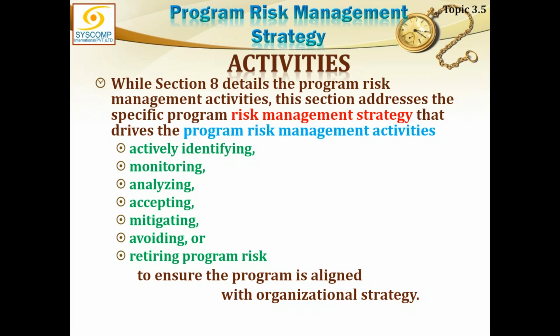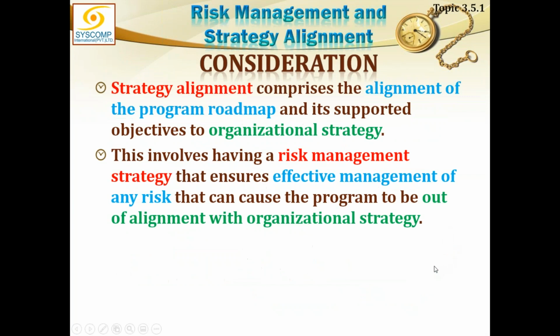So this is the selection of an appropriate type of activity that would lead me to a better risk management strategy. Risk management and strategic alignment. The consideration here is that strategic alignment comprises the alignment of the program roadmap. The program roadmap is how things are going to happen generally, and it supports objectives to organizational strategy. The roadmap is definitely aligned with the organizational strategy.